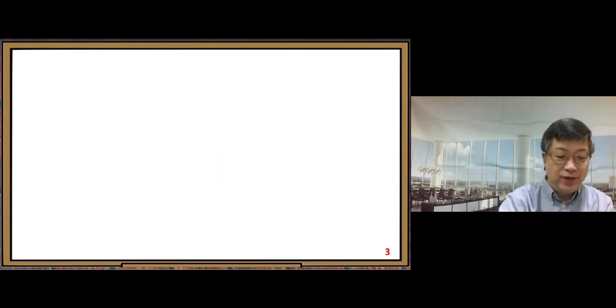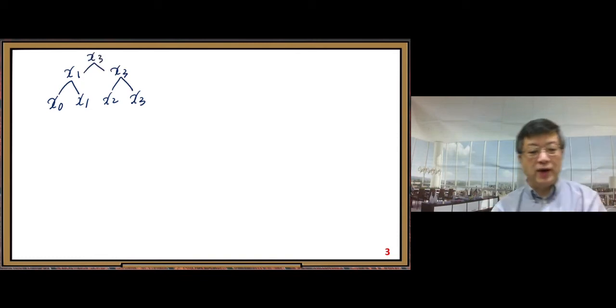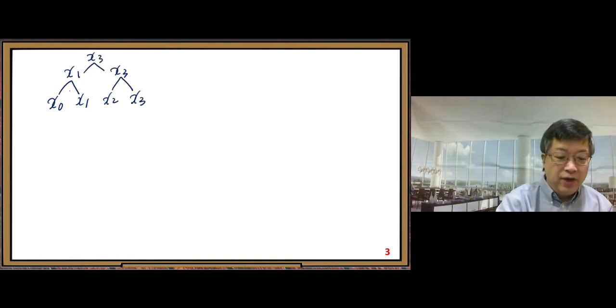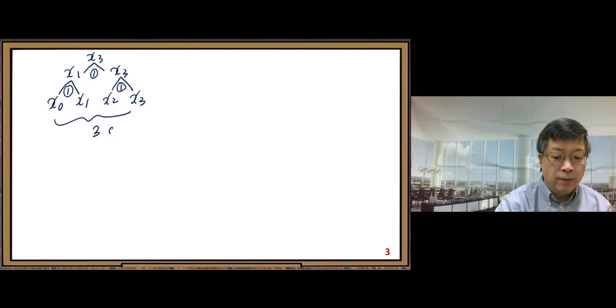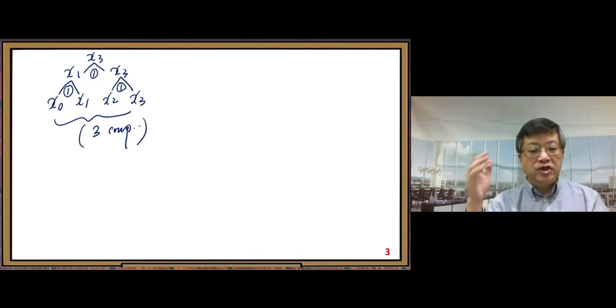Now, the first three we do the same as before. First three: compare 0, 1, x1 is the winner. Then 2, 3, x3 is the winner. So after 3 comparisons, 1 here, 1 here, 1 here, total 3 comparisons, we get this much information.